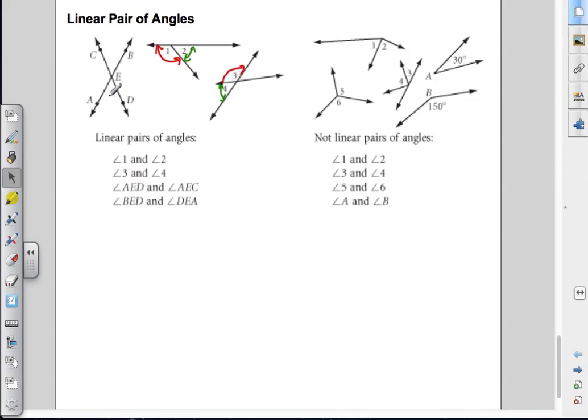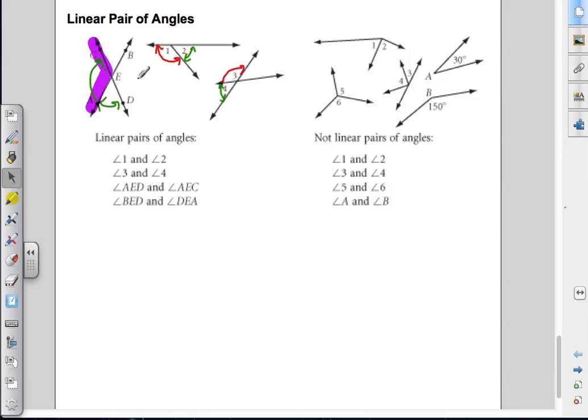How about AED? Well, here's AED. Here's angle AED right here. Right? AED is measuring the distance basically from this ray to this ray. And then I have angle AEC. So we're measuring the distance from this ray to this ray. Okay, what's the linear? Let's look over here. What are not linear pairs?